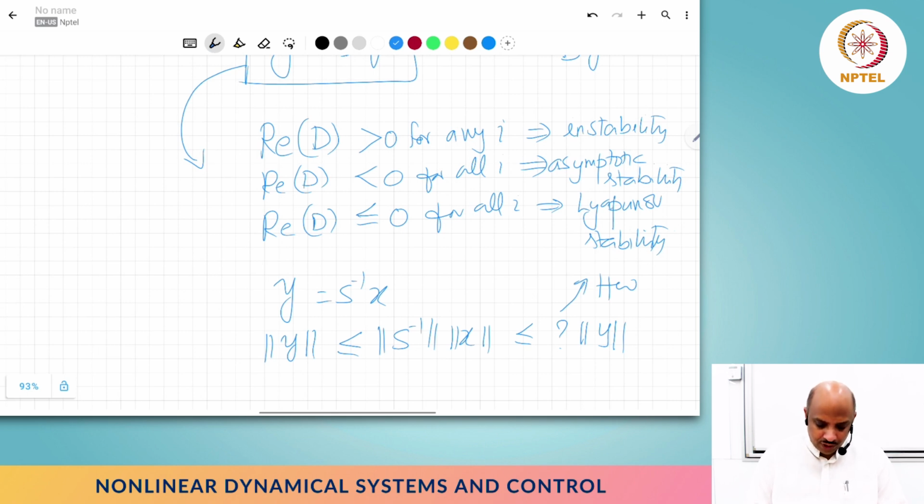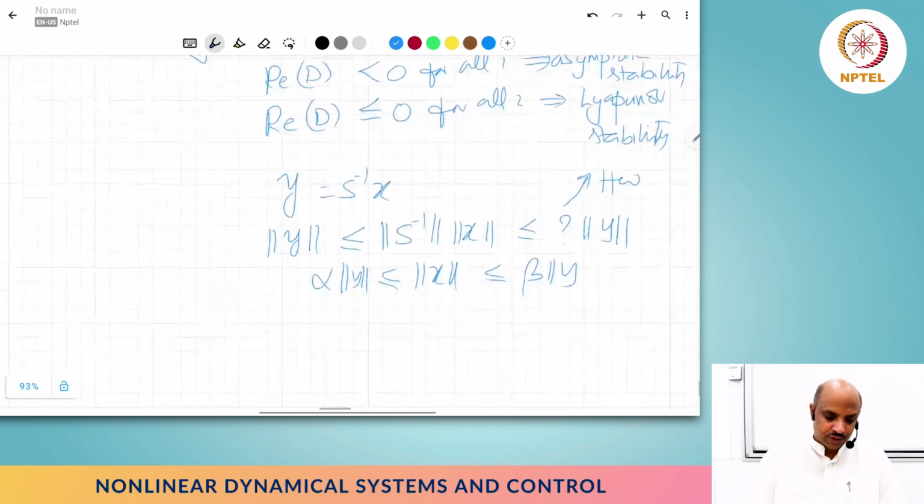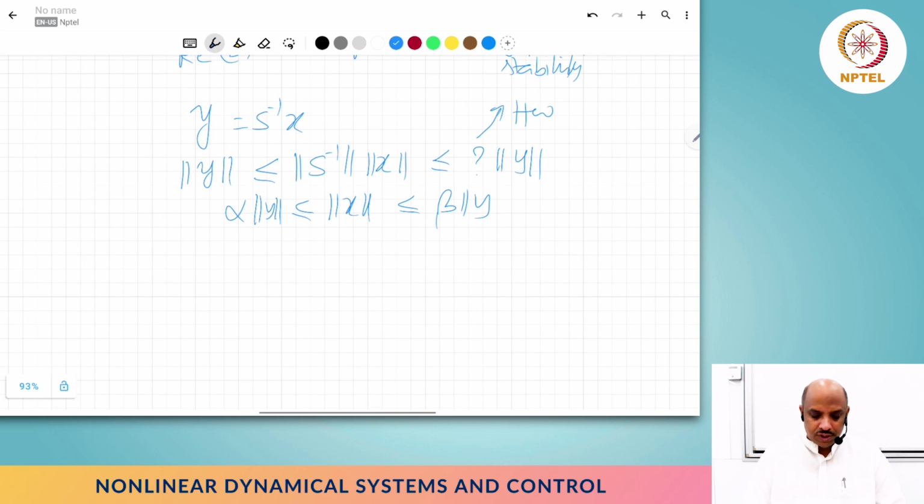So eventually we can conclude that x is going to be upper and lower bounded by some alpha times y and beta times y. Like I said, alpha and beta are left as homework in terms of what they are. What is nice about this is that if somehow we know that y is going to 0, x is going to go to 0. If y is bounded by some epsilon, x is going to be bounded by epsilon, both upper and lower.